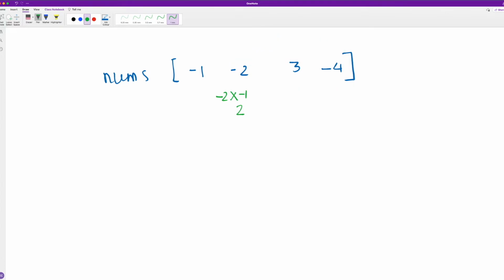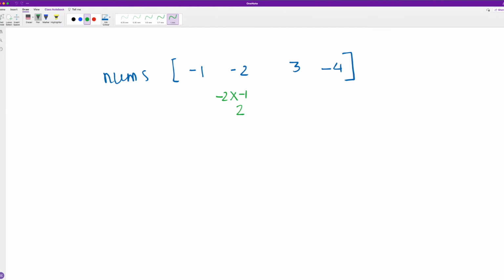Now, because we have a mixture of positive and negative numbers, and we know that two negative numbers when multiplied together produce a larger number, even though we're calculating the max product subarray, we also need to keep track of the minimum product subarray. So a minimum product subarray is the smallest number that we can produce by multiplying the numbers. So let's look at how we can use that idea and get our answer.